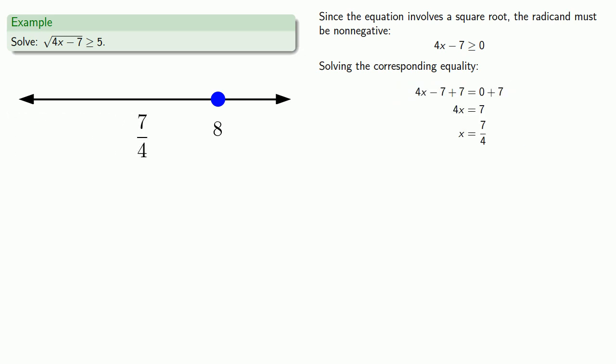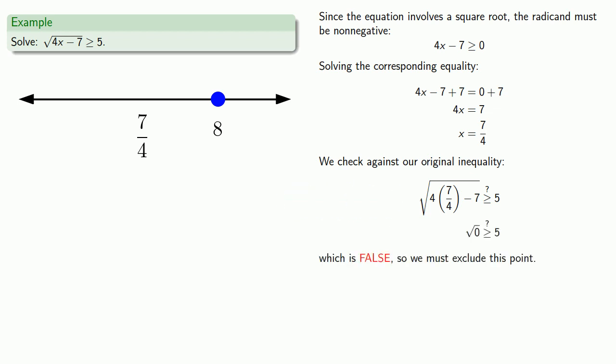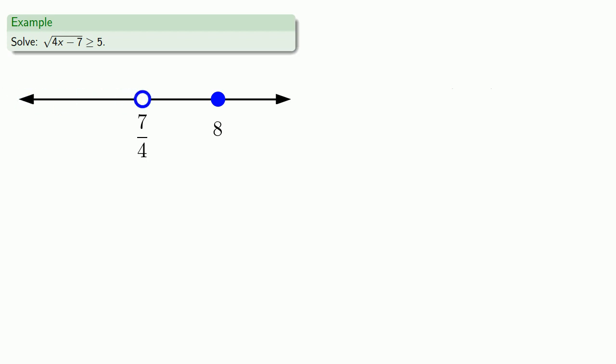Again, if we hope to be a good math student or a good human being, we have to acknowledge that we started with an inequality. If we try to substitute x equals 7/4 back into our original inequality, we get a false statement. So we have to exclude this point, and we'll use an open circle. And so notice we now have three intervals to check.